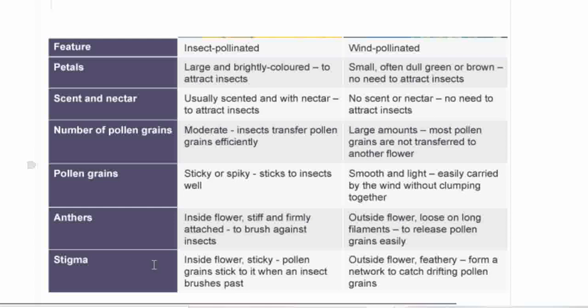The stigma for an insect-pollinated flower is inside the flower and sticky. Pollen grains stick to it when an insect brushes past. For wind-pollinated flowers, the stigma is outside the flower and feathery, forming a network to catch drifting pollen grains.